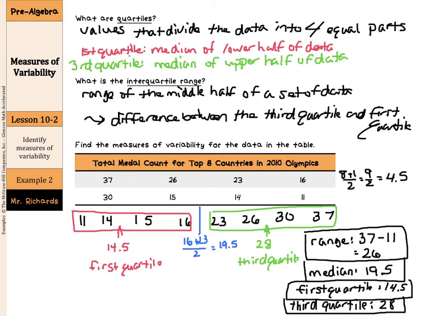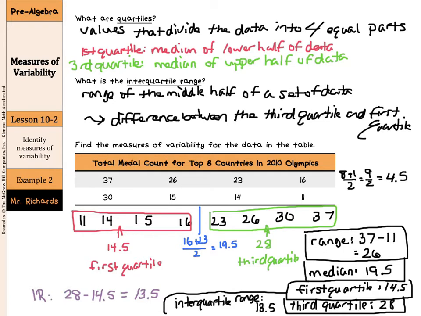Now the last thing I need to calculate is what's called the interquartile range, and sometimes you see it abbreviated IQR. So our interquartile range is the difference between the third and the first quartile. So if I take my third quartile, 28, and subtract the first quartile, 14 and 5/10, or 14 and a half, I get an interquartile range of 13 and 5/10. So I can write my last one here. The interquartile range is equal to 13 and 5/10.